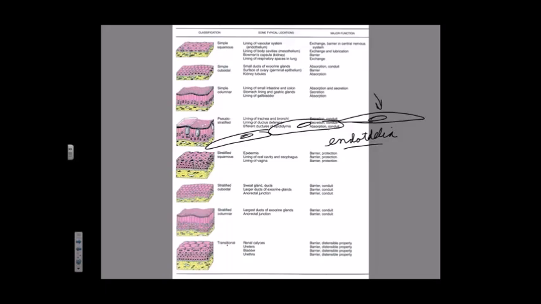Okay? Simple squamous epithelia also line the surface of all of your organs except one. Okay, and you don't have that organ.